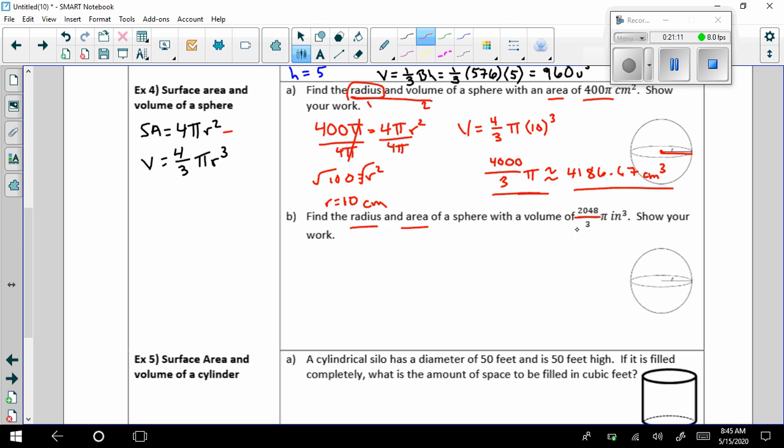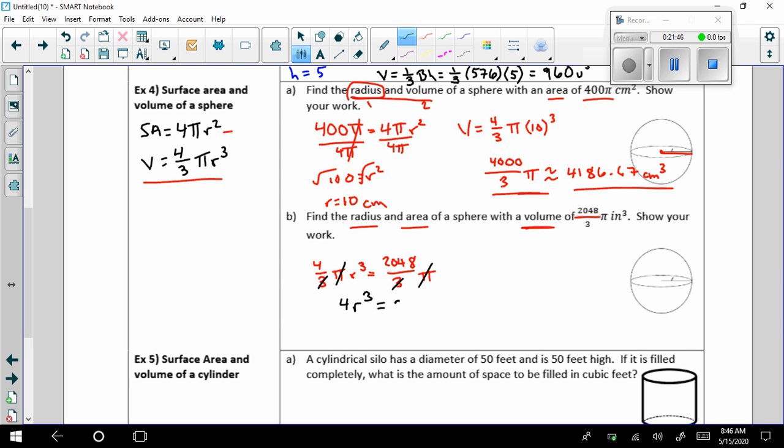This time we're finding radius and area, so we're given the volume. So we're going to use our volume formula. So we have 4/3 pi r cubed is equal to 2048 over 3 pi. The nice thing about these is when you have pi on both sides, in terms of pi, they can just cancel out. They're both being divided by 3, so those actually both cancel out as well. So that simplified this problem a good deal right from the get-go.